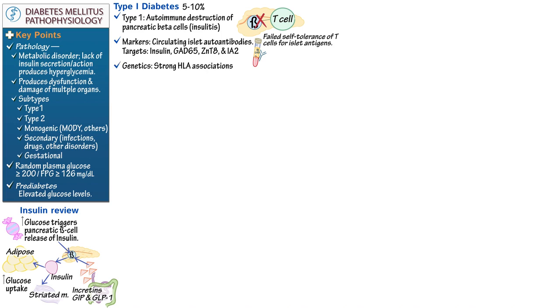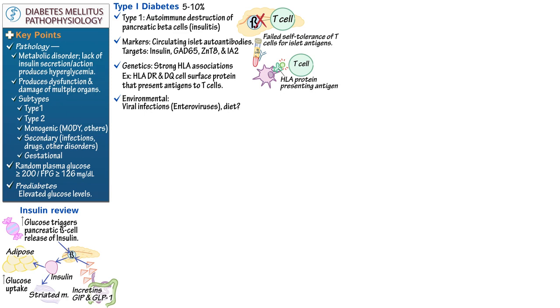The etiology of type 1 diabetes includes both genetic and environmental factors. One of the best studied genetic associations is with variations in HLA alleles. Recall that HLA molecules are cell surface proteins that present peptide antigens to T cells. Variations in the genes coding for class 2 DR and DQ cell surface proteins have the strongest risk association with type 1 diabetes. It's thought that environmental triggers intersect with genetic factors, though the specific environmental triggers are uncertain.